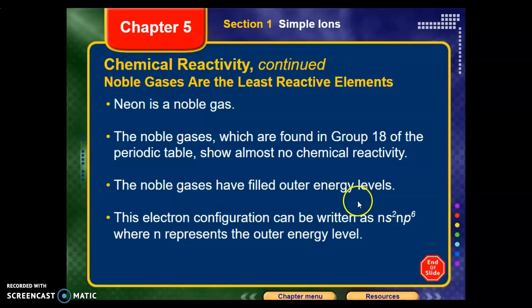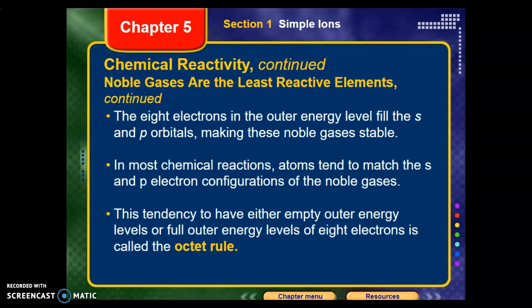The electron configuration can be written as s2p6, right? Because that's 2 plus 6 equals 8, and 8 is the number of valence electrons that they have. Those 8 valence electrons don't actually make them stable. I'm going to talk later about what actually makes them stable, but it's convenient to think about it that way because that leads us to the octet rule.